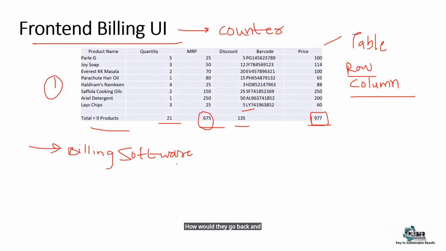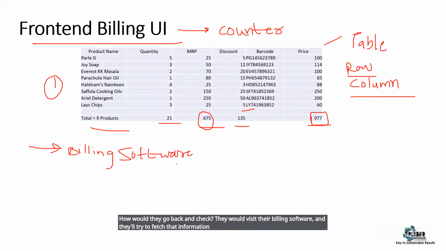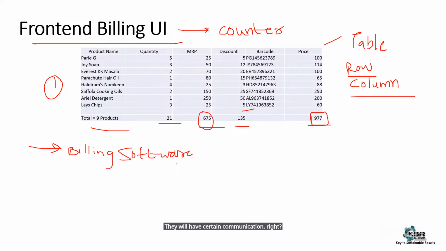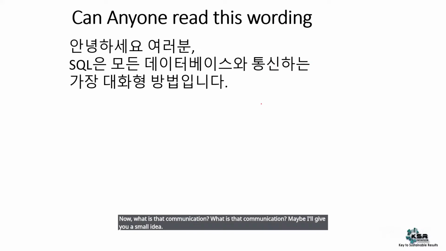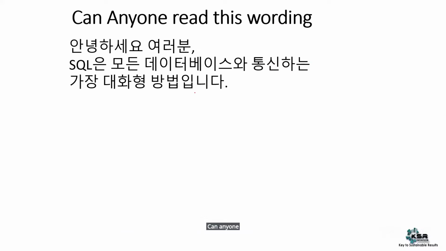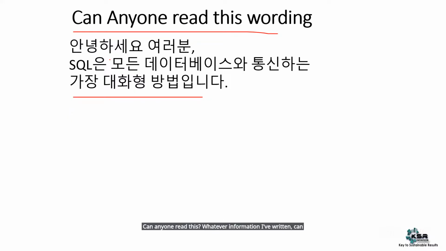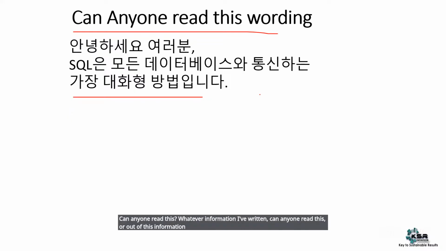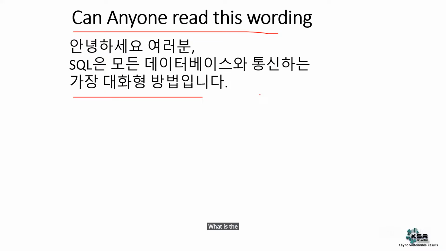They would visit their billing software and try to fetch that information. They will have certain communication, right? Now, what is that communication? Maybe I'll give you a small idea. Can anyone read this? Whatever information I've written, can anyone read this? Or out of this information, what is the understanding, what you have understood?